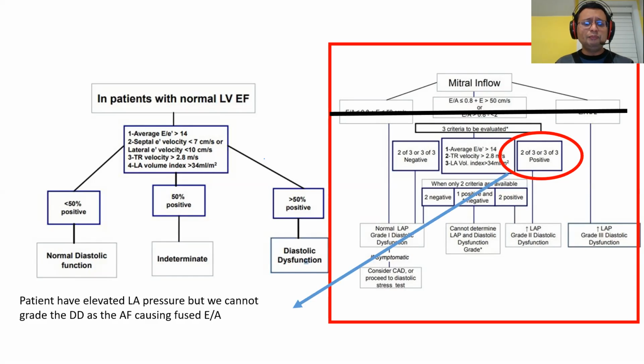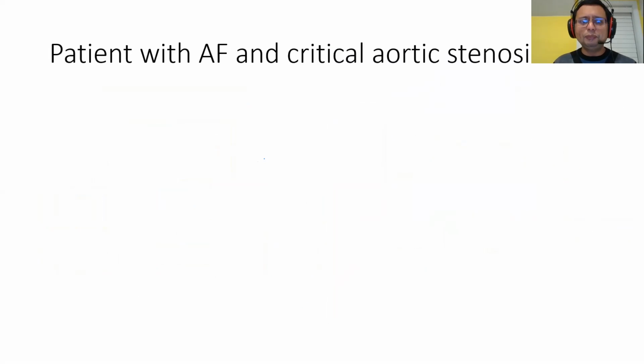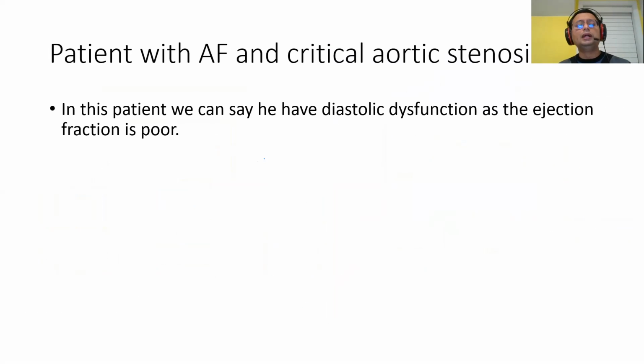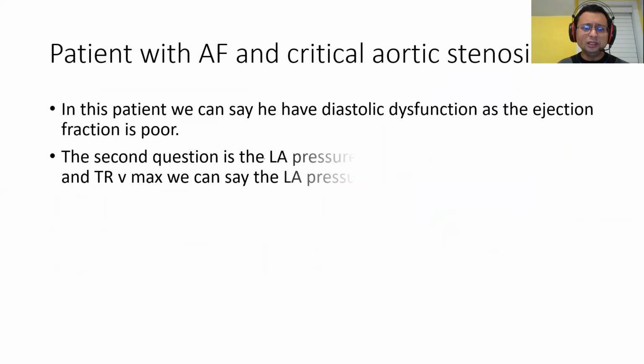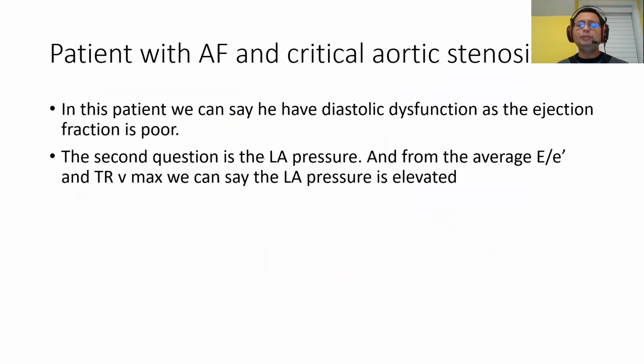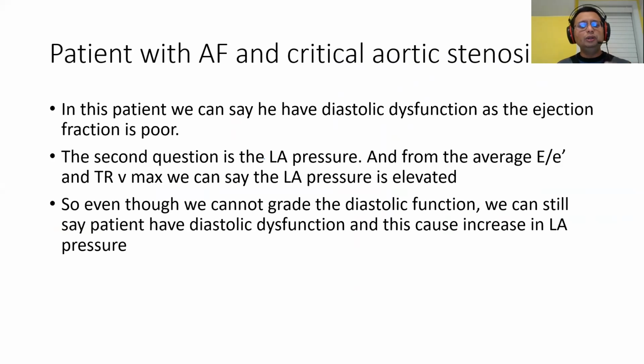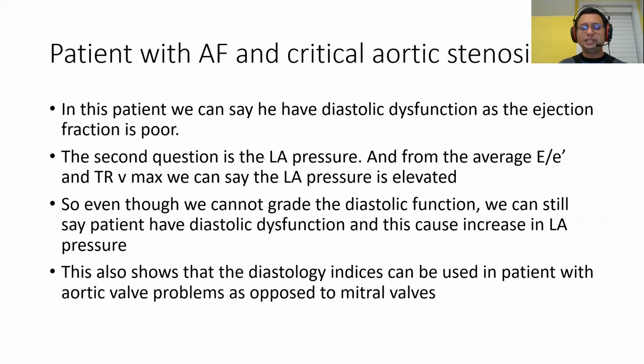Patient has elevated LA pressure, but we cannot grade the diastolic dysfunction. So patient with AF and critical aortic stenosis, in this patient, we can say he has diastolic dysfunction as the ejection fraction is poor. The second question is the LA pressure, and from the average E over E prime and TRV max, we can say that the LA pressure is elevated. So even though we cannot grade the diastolic function, we can still say the patient has diastolic dysfunction, and this causes increase in LA pressure. This also shows that the diastology indices can be used in patient with aortic valve problem as opposed to mitral valve. Right?